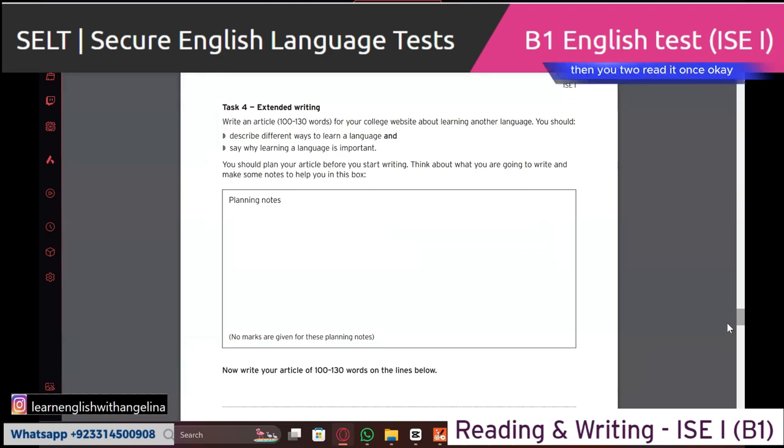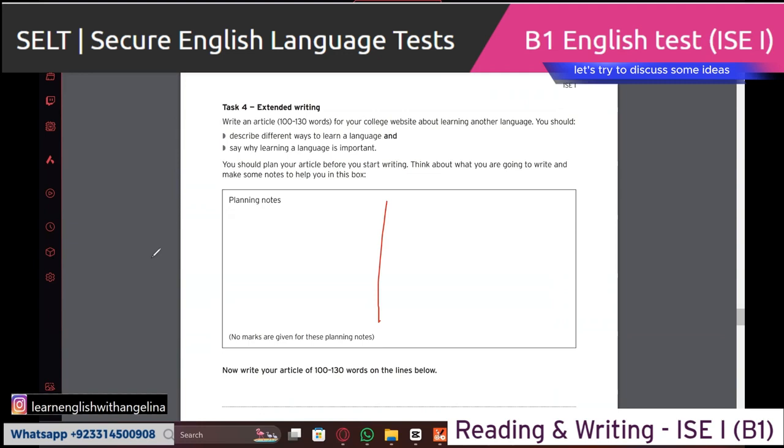Okay, Zain, you too, read it once. Task 4, extended writing. Write an article 130 words for your college website about learning another language. You should describe different ways to learn a language and say why learning a language is important. You should plan your article before you start writing. Think about what you are going to write and make some notes to help you in this box. That's fine. When I say make notes, I mean it.